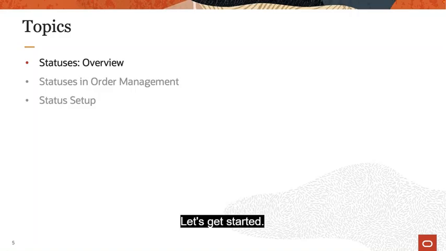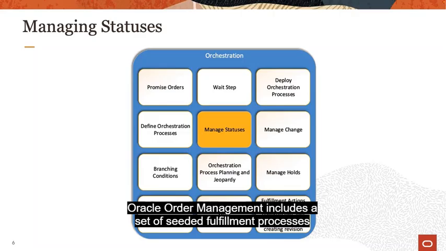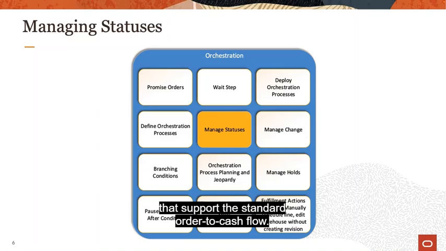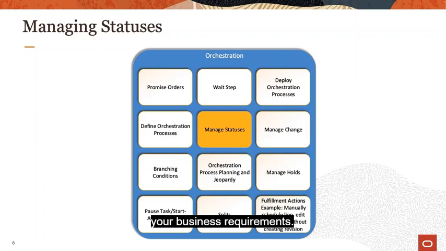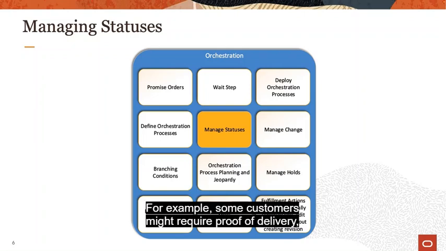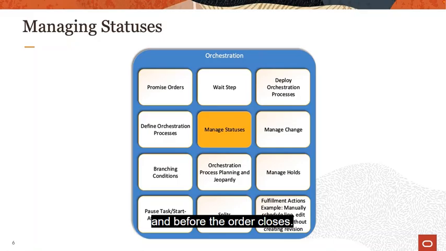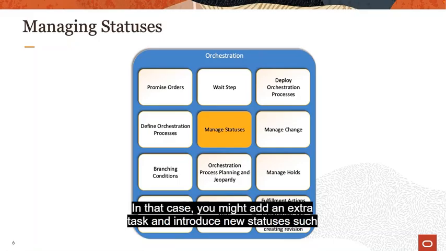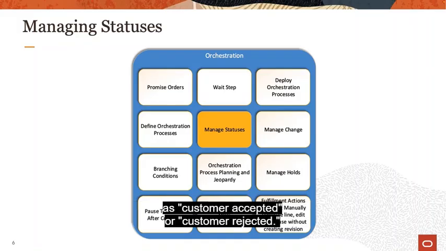Let's get started. Oracle Order Management includes a set of seeded fulfillment processes that support the standard order-to-cash flow. However, you can extend these processes to better match your business requirements. For example, some customers might require proof of delivery, but the seeded processes may not include a step after shipping and before the order closes. In that case, you might add an extra task and introduce new statuses, such as customer accepted or customer rejected.